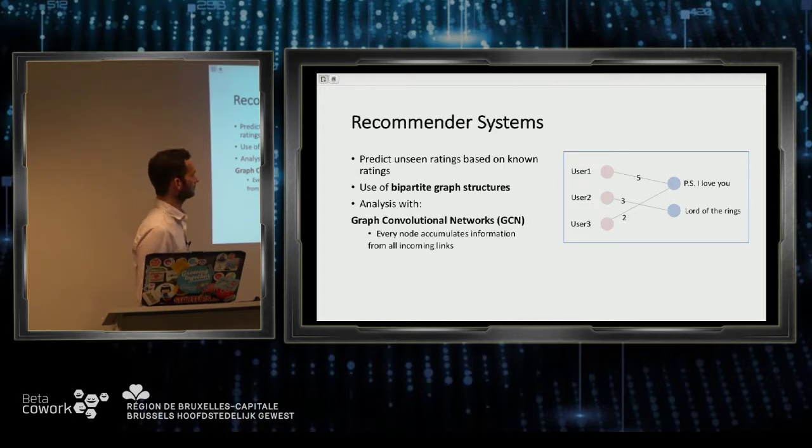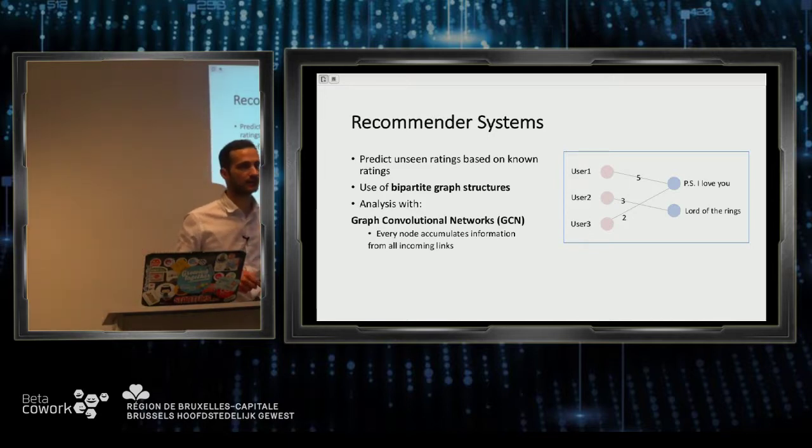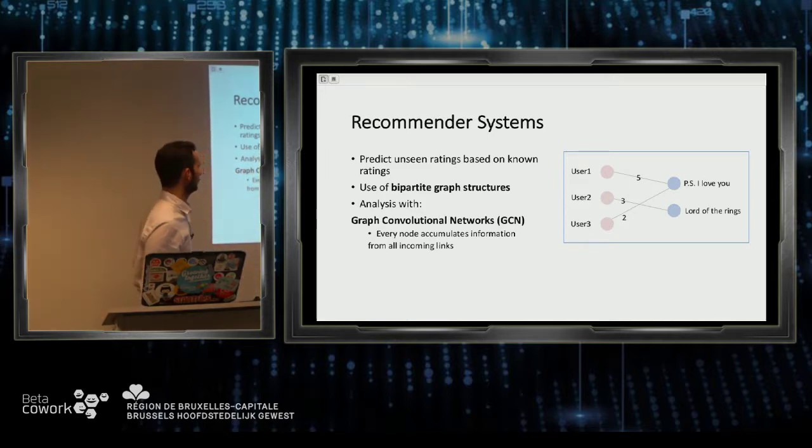So by using this bipartite graph, and for instance, applying convolution operations on this graph, we are able to predict what new users will like. Or we are able to predict how many users, for example, will like this particular movie with so many stars. And therefore, we are able to recommend this movie to this particular user.